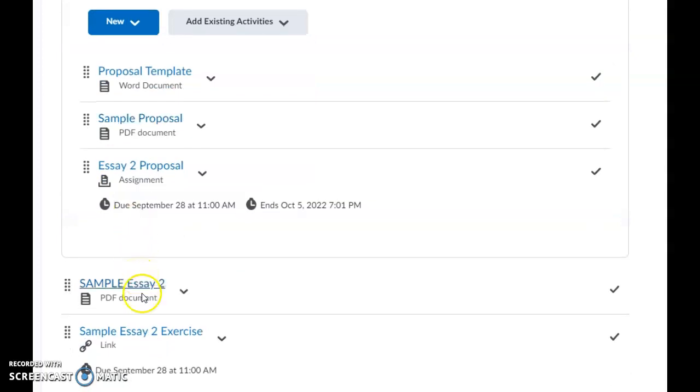Then there's a sample essay 2 you can take a look at. I strongly recommend you take a look at it. This is one of the biggest essays that people struggle with if they don't look at the sample. If they look at the sample, it makes perfect sense what it is they're going about. There's also a sample essay 2 exercise.